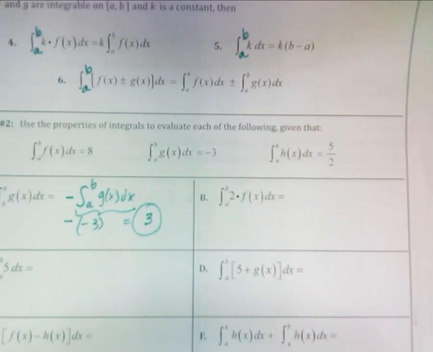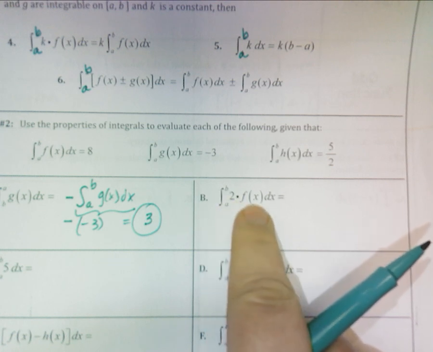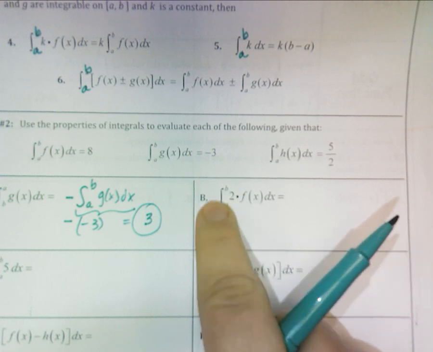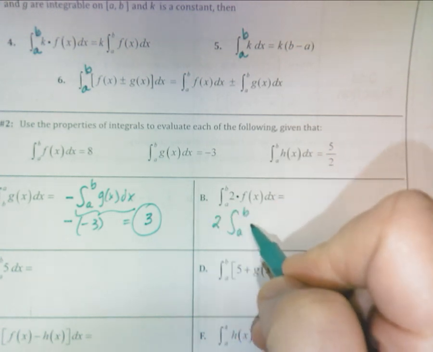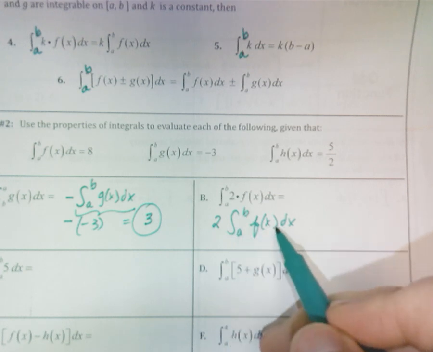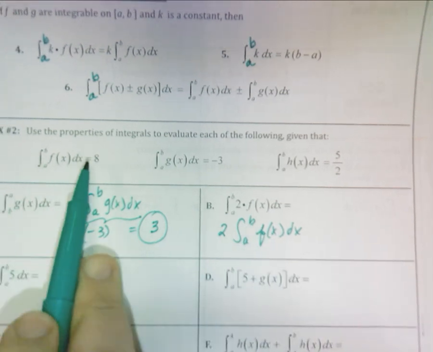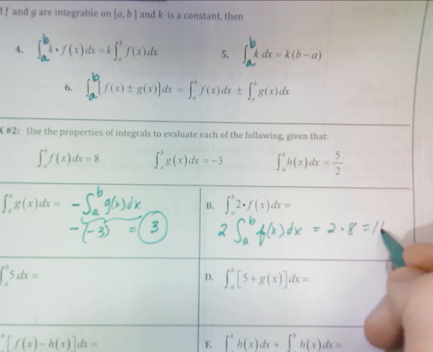Okay, let's do another one. The integral from a to b of 2 times f of x. Okay, well that 2 I can actually put in front of the integral. Okay, and then the integral of a to b of f of x, we have that right here. It's 8. So it's just 2 times 8, which is 16.